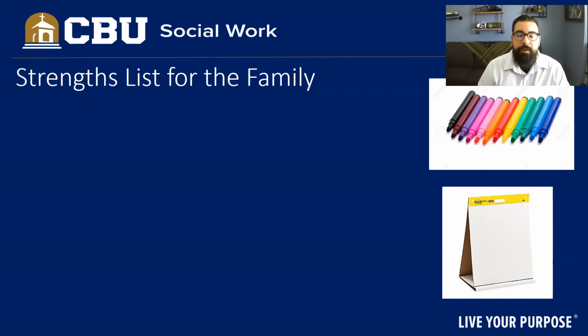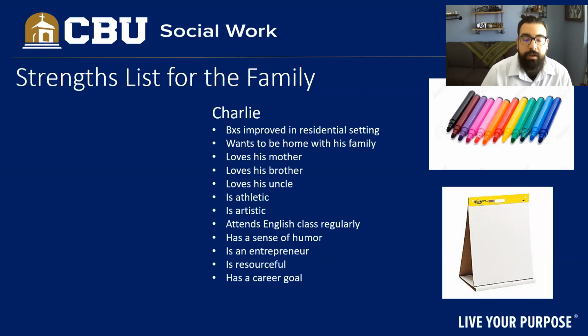Now, let me go ahead and show you in an initial family team meeting, here are some of the strengths that I would have generated for this family based off of that initial referral. Okay, so for Charlie, I have a list of strengths here, such as his behaviors improved in his residential setting. That's a success. That's a positive thing. Charlie wants to be home with his family. He loves his mother. He loves his brother and uncle, right? Charlie is athletic. He loves going to PE while he's in class. He's artistic. He draws, right? He attends English class regularly.